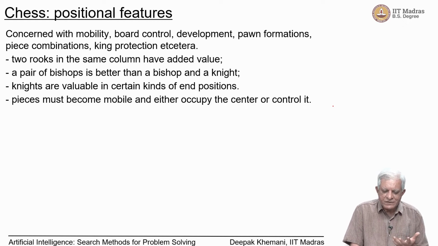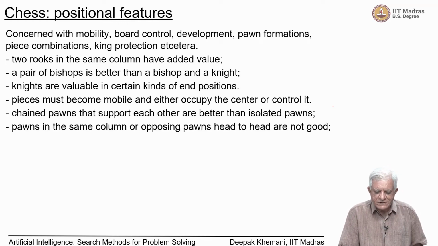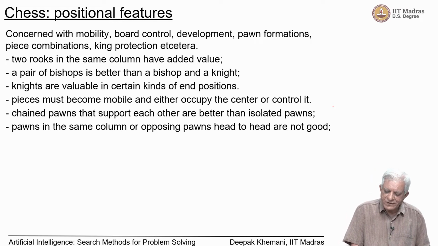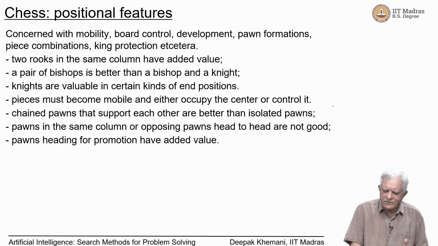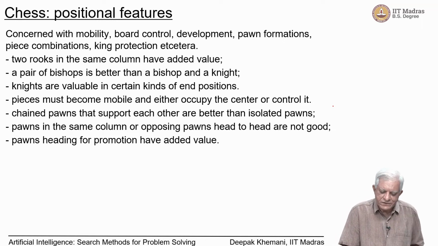So, you should be able to recognize that. Pieces must become more mobile and either occupy the center or control it, that we have already said. Chained pawns that support each other are better than isolated pawns, and pawns in the same column or opposing pawns head to head are not good. Pawns heading for promotion have added value. If you know the rules of the game, if the pawn reaches the last row on the opponent side, then you can promote it to any piece that you want.